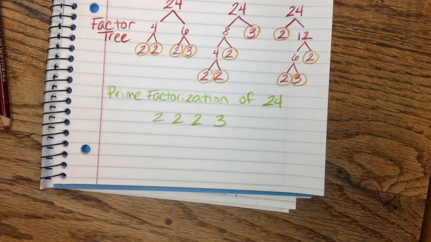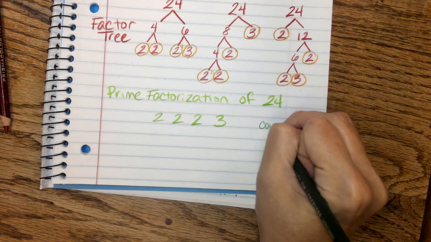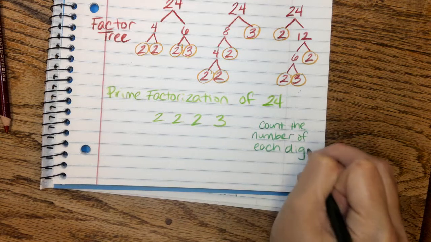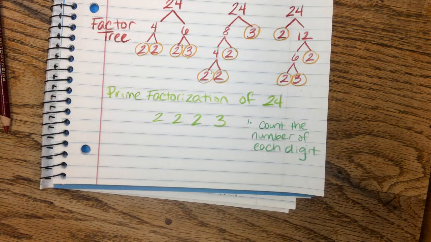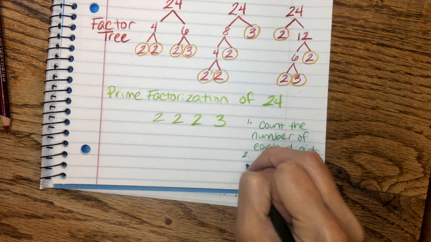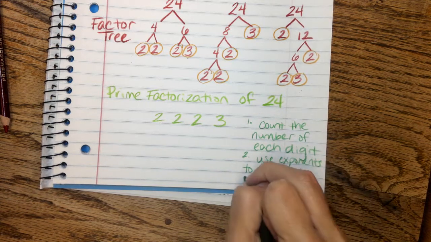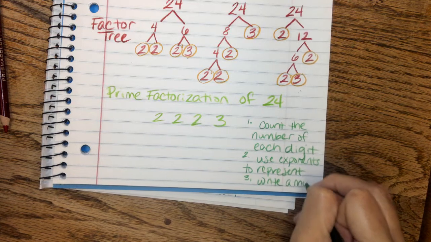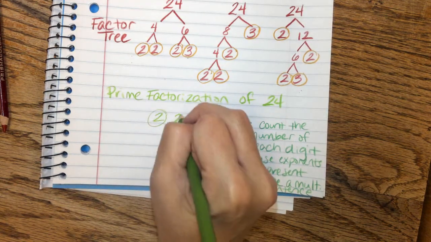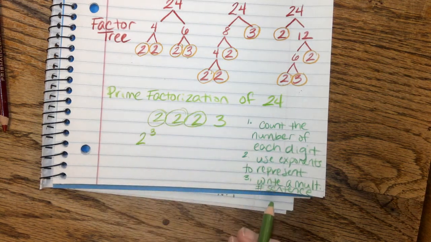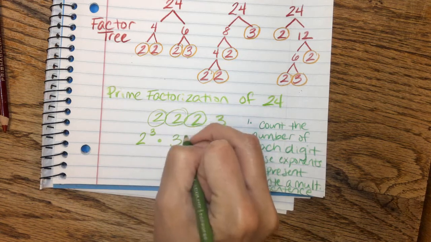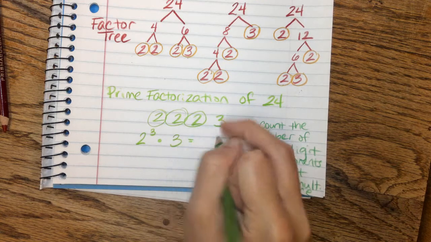So you are going to count the number of each digit. Like how many 2s do you have? How many 3s do you have? Use exponents to represent them, and then you're going to write a multiplication number sentence. My example for that would be there are 1, 2, 3 twos, so this would be 2 cubed, because there are 3 twos, 2 times 2 times 2, and then there's 1 three, and I don't have to put a 1 above a 3 because 3 to the first power is just 3, equals 24.